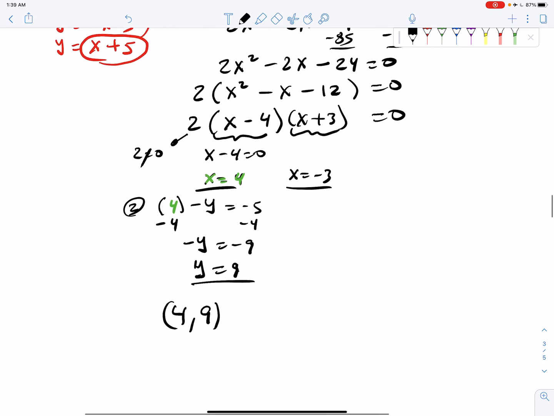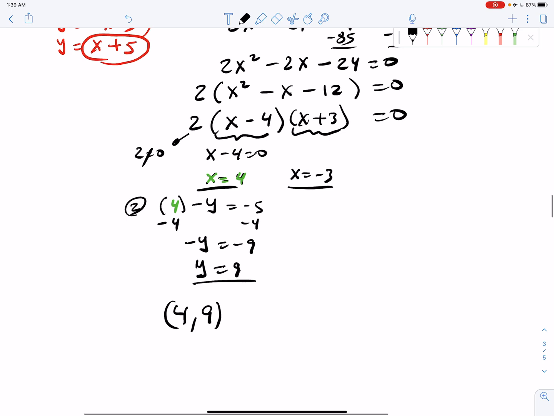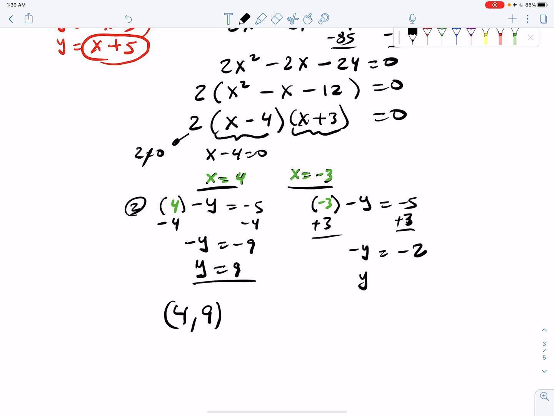Let's take a look at this guy over here and use the same equation number 2, which is x minus y equals negative 5. Of course, on this particular problem, we know that x equals negative 3. We plug it in. I'm going to add 3 to both sides of the equation. And this gives me negative y equals negative 2. Multiply both sides by negative and y equals 2. I get negative 3 comma 2 as my second solution. So 4 comma 9 and negative 3 comma 2 are my two solutions.